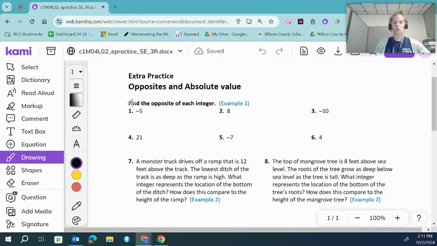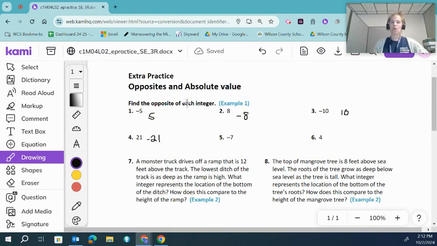The opposite of -5 would be 5. The opposite of +8 would be -8. The opposite of -10 would be +10. The opposite of +21 is -21.